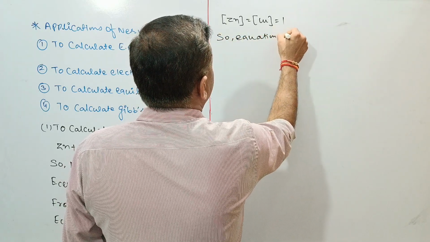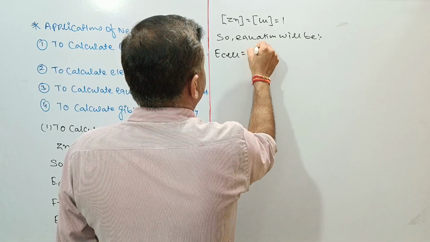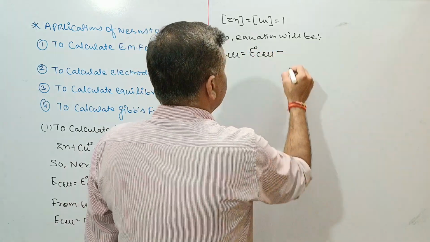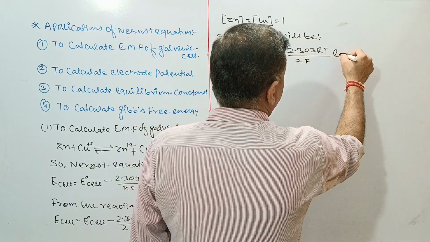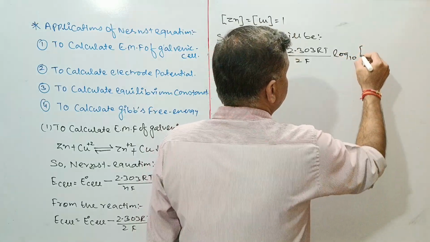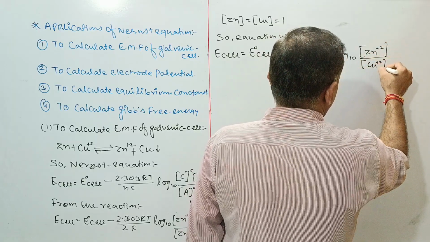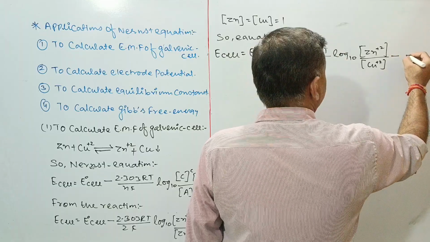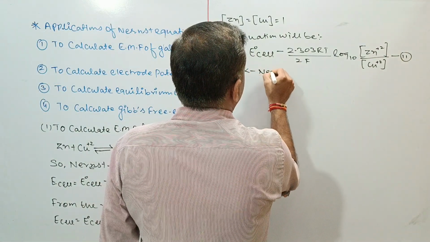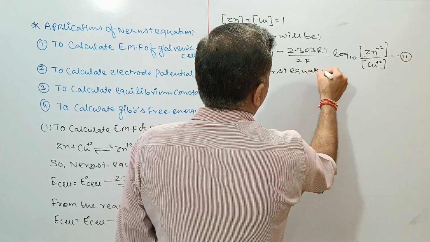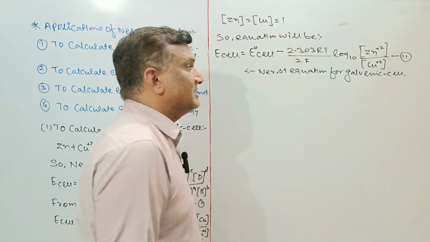So the equation will be: E cell is equal to E naught of cell minus 2.303 RT upon 2F, log 10 base, Zn plus 2 as the concentration of the anode electrolyte, and Cu plus 2 as the concentration of the cathode electrolyte. This is the second equation, and this is the Nernst equation for the galvanic cell.